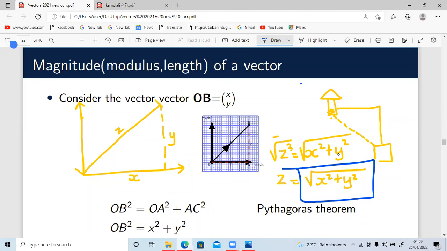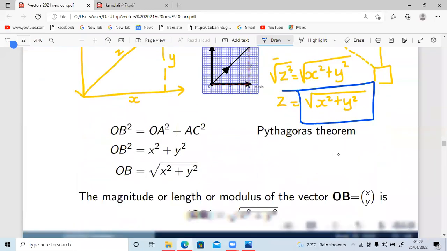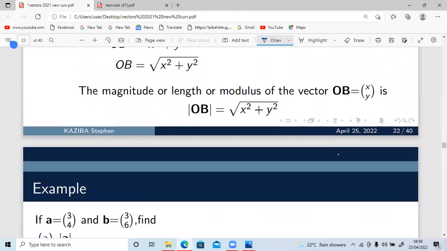So whenever they ask for magnitude, modulus, or length of any vector, just get the x component squared plus the y component squared. At times, in case they don't use words, they use these 2 bars. So when you find these 2 bars, they're asking for the magnitude. Okay. Should we try out a number?